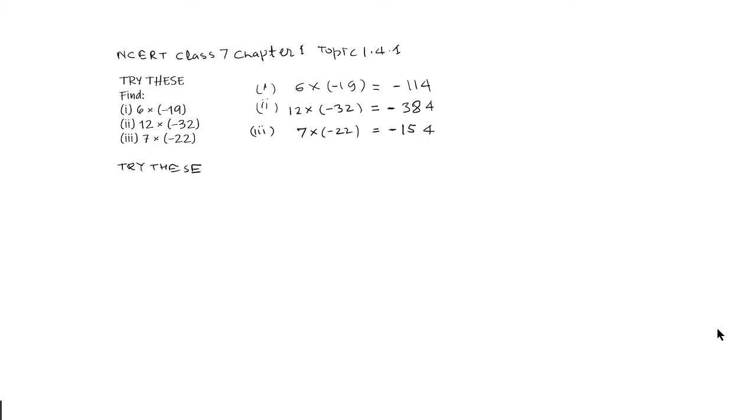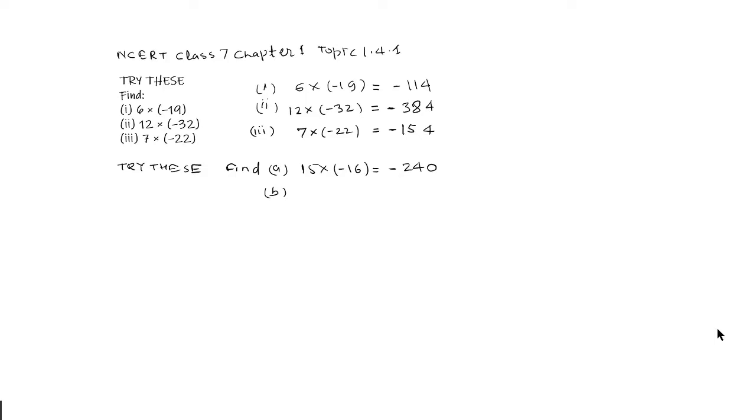The questions are: find part A, 15 multiplied by minus 16. So 16 5 times is 80. We put 0, carry 1, and 1 times 16 is 16, plus 8 is 24, and there is a minus sign, so I put minus sign here. So 15 multiplied by minus 16 equal to minus 240.